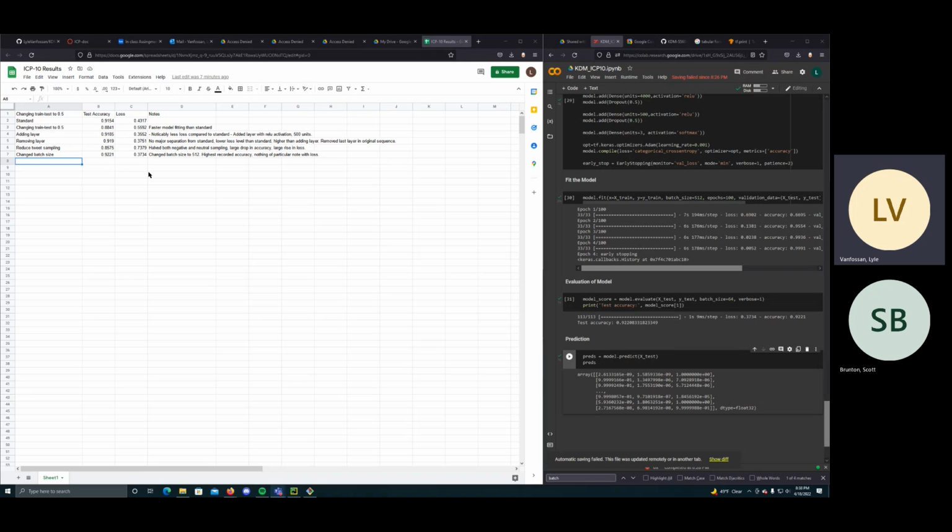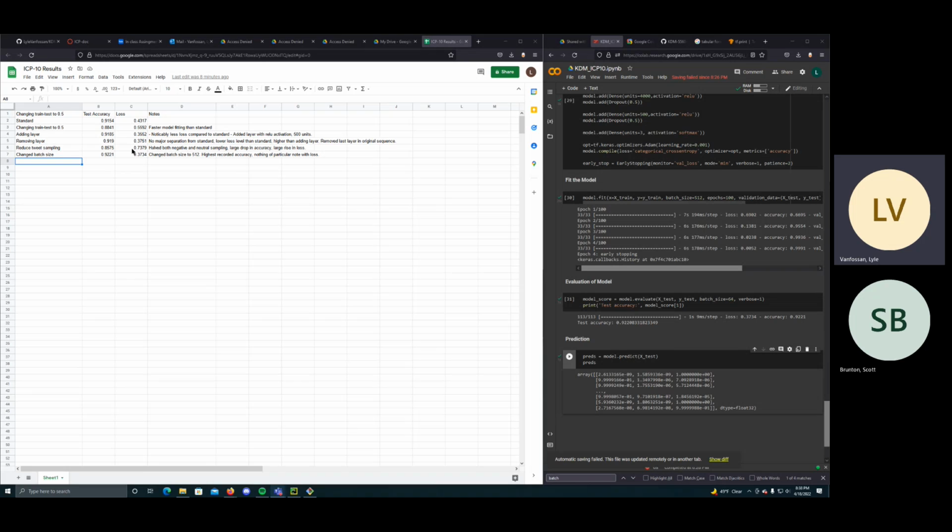So how we went about labeling our findings was mostly just tracking what the actual changes were, and then the test accuracy and the result of the loss function that was provided when we ran the model with said changes. So the standard ICP Jupyter notebook that we received gave us a test accuracy of around 91.5%, with a loss return of 0.43.